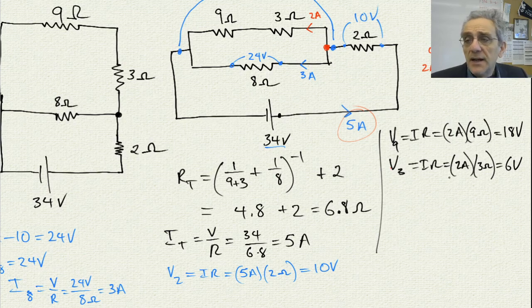So now I've solved everything for this problem. I know the total current, and I know the current through each resistor. The 2 ohm has 5 amps going through it. The 9 and the 3 have 2 amps. The 8 ohm has 3 amps. And the voltages across the 9 is 18, the 3 is 6, and the 8 is 24. I've solved everything for this problem, but I didn't use current division in this case. I could have, but I find this method to be probably the simplest way to do it.